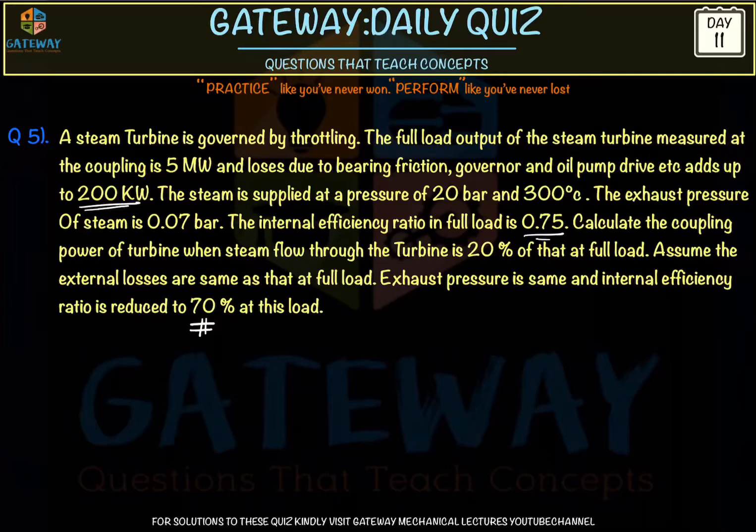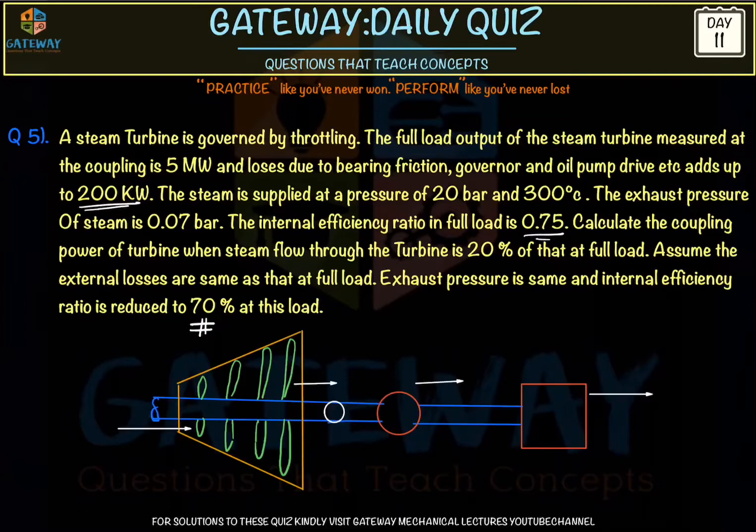So we'll discuss what is meant by coupling, what is full load, what is 20% load, what is internal efficiency ratio. For that we need to have the block diagram of this steam turbine. We'll make the block diagram. So this is a block diagram for the steam turbine. This is our actual turbine.